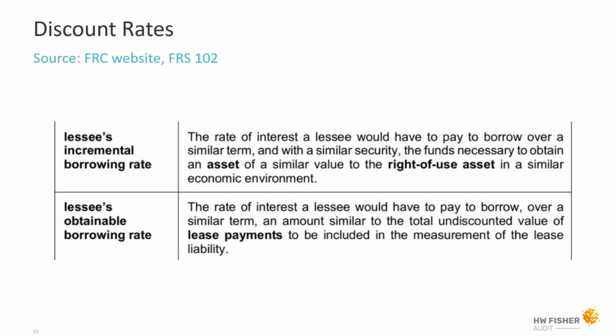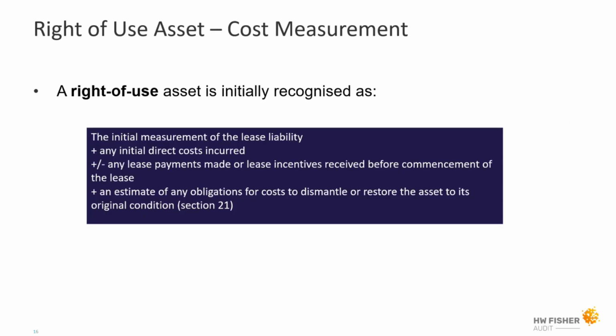The obtainable borrowing rate might be that you have current debt, or similar debt, or you might go to your bank to ask and get some evidence. You will need to obtain that evidence. It's probably slightly easier, but it can't just be a best guess. There needs to be support for it. But that one is slightly more straightforward, and FRS 102 have kindly got that option in, which makes that discount rate a little bit easier to calculate than it did under IFRS.